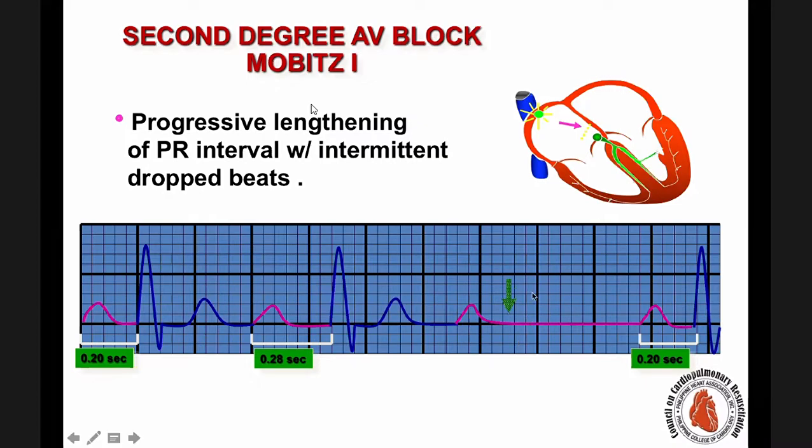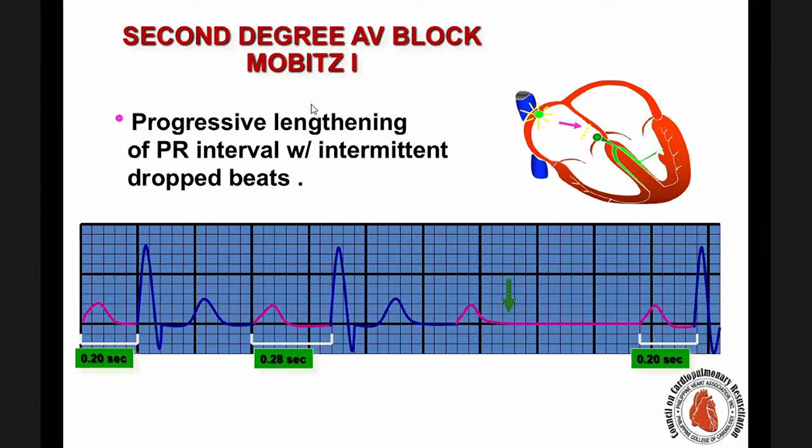Kasi pag drop beat dito, mag-i-start pa lang siya eh. So normal pa siya. That next beat after here probably would have been a little bit longer, mga 220. And then on the third beat, mga 300 na. On the fourth beat, completely blocked na siya. So ganun siya palagi ang sistema niya. So, but you just have to look at the drop beat and compare the PR interval before the drop beat and after the drop beat. If the PR interval is different, then that's Mobitz type 1 or second degree AV block type 1 or Wenckebach.